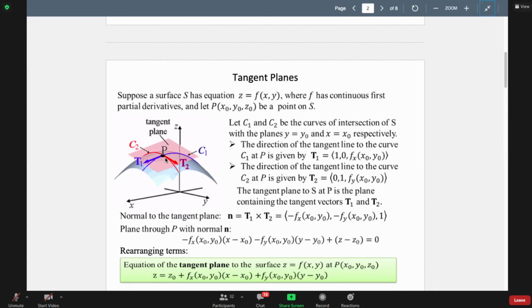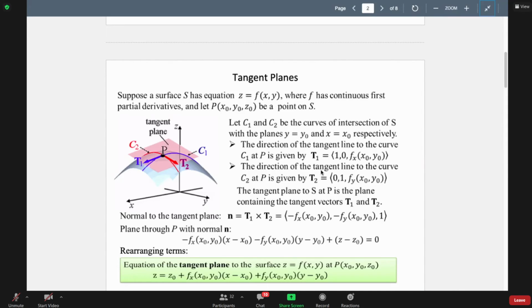This is from the first slides in the previous section. You remember I mentioned that the direction of the tangent line to the curve C1, when you intersect this surface with the plane y equals y0, means that the second component is 0. So the tangent vector, that's what we had on the previous slides, is 1, 0, and the partial derivative with respect to x at the point x0, y0.